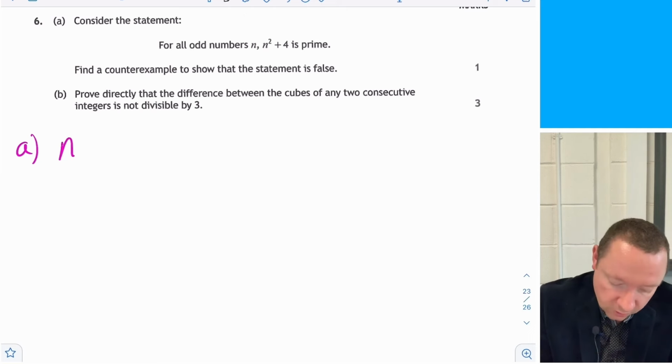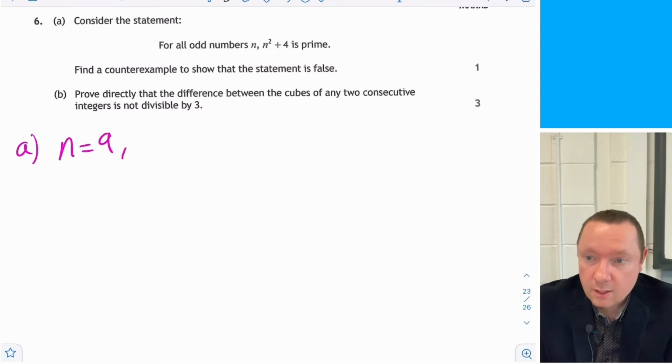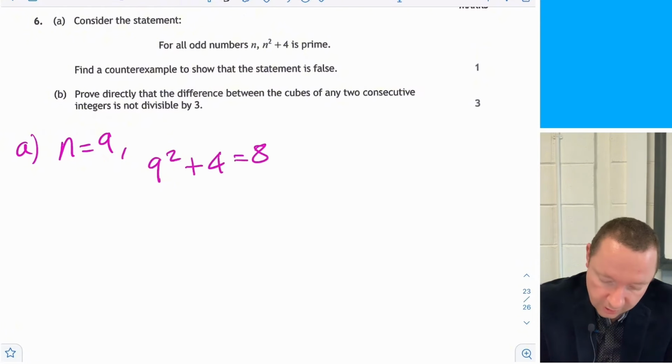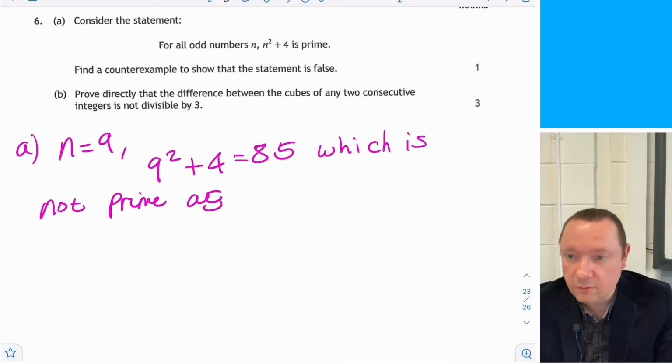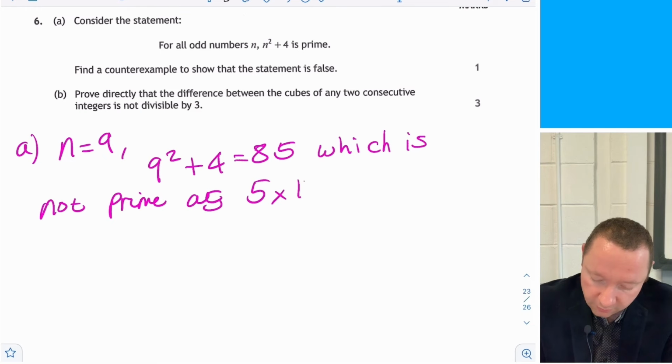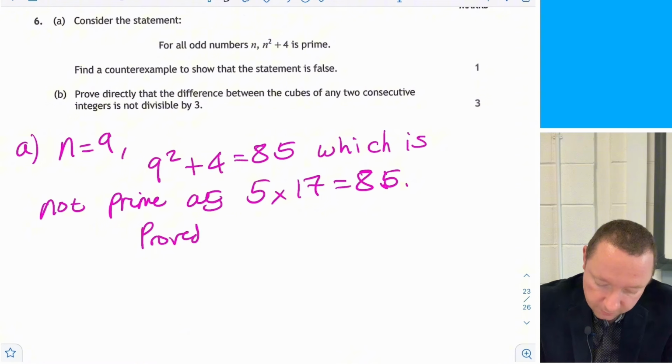So for n equal to 9, 9 squared plus 4 equals 85, which is not prime, as you can find the numbers: 5 times 7 equals 85. So we've proved it by counterexample.